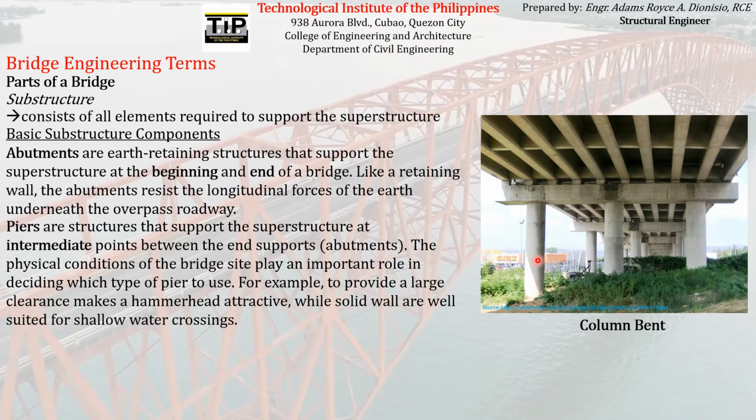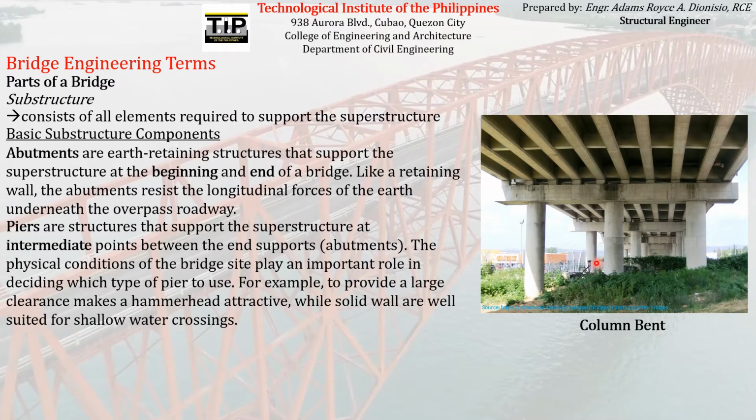The same as the advantage of using the hammerhead pier, we also use column bent pier so that we will still have a large clearance beneath the superstructure, so that traffic can still flow along the direction of the bridge. So that we can still have a clear space here beneath the superstructure. That's why we usually use column bent pier.